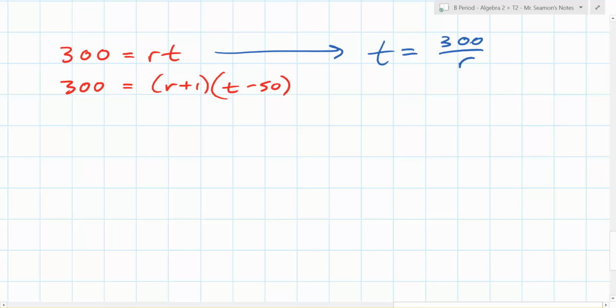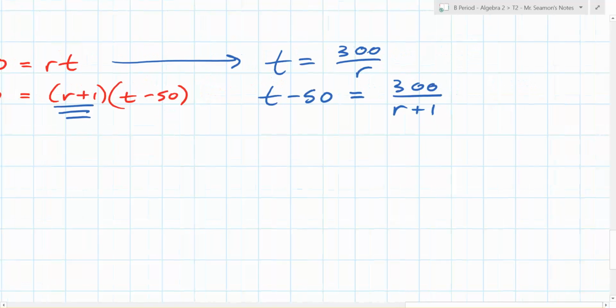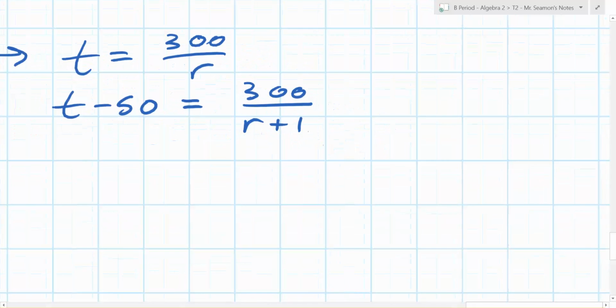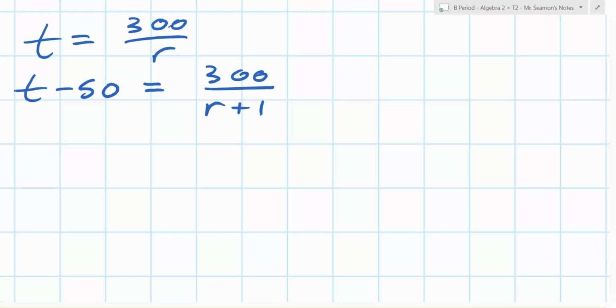Okay. So we go down and do the same thing over here. We know that t minus 50 is equal to 300 over r plus 1. You divide by this. Let's take a look at these two things right here. What does the top one tell us t is equal to? 300 over r. Where can we plug that in? Into the bottom. So watch.